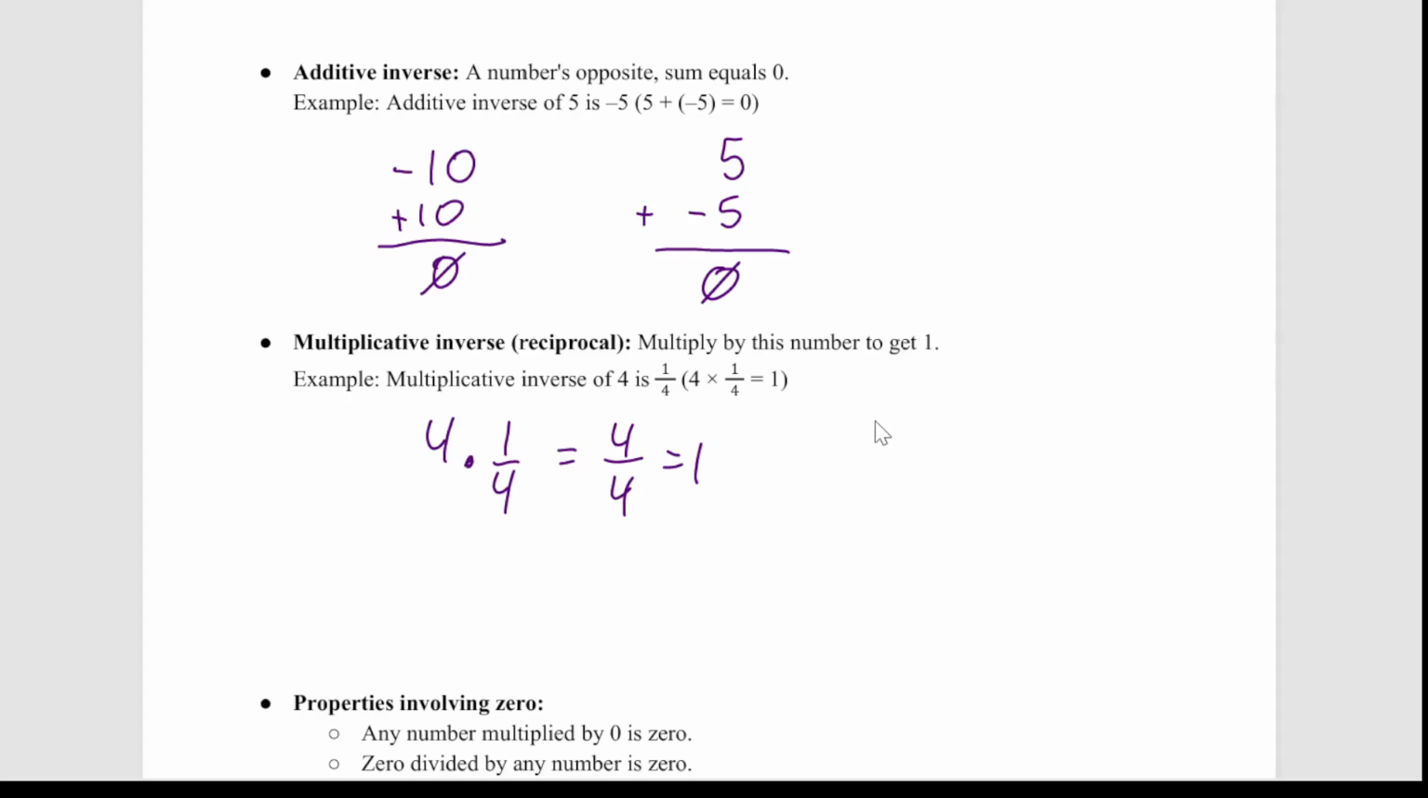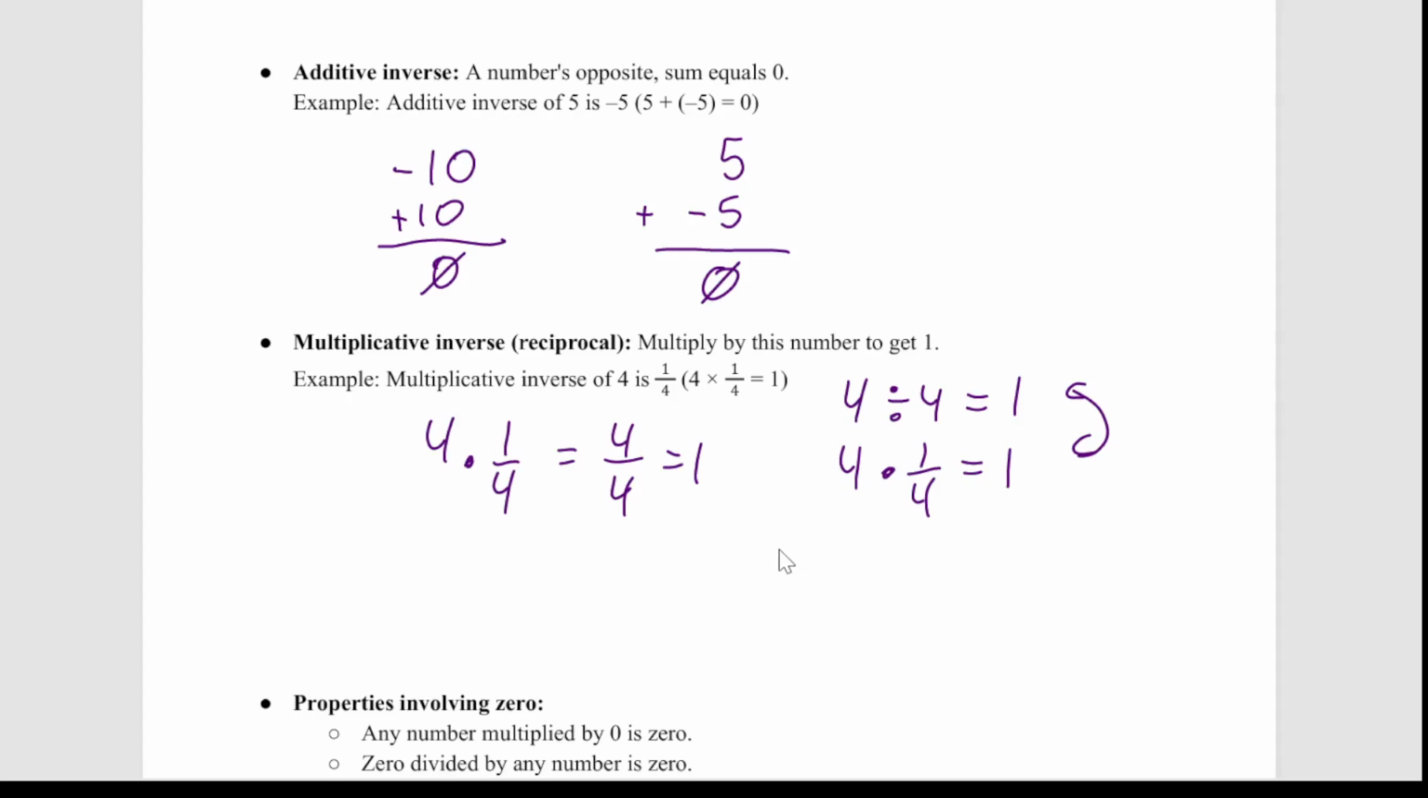Oftentimes the way we actually think about multiplicative inverse is division. So we would say, oh, well, 4 divided by 4 is going to give me 1, and that is true. And if I were to change this division using keep, change, flip, that dividing by a fraction is the same thing as multiplying by the reciprocal, that becomes 4 times 1/4 is 1. These are actually the same statements.